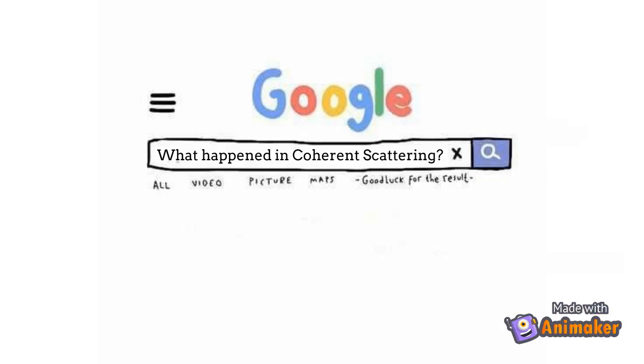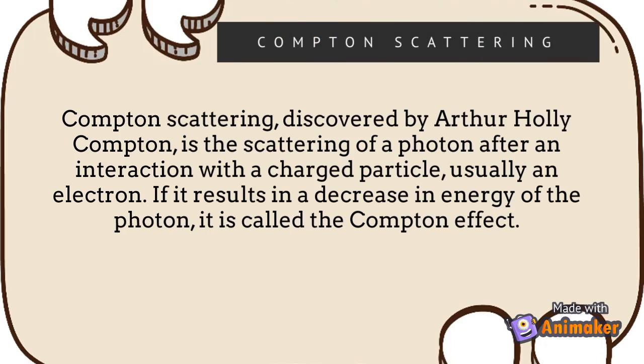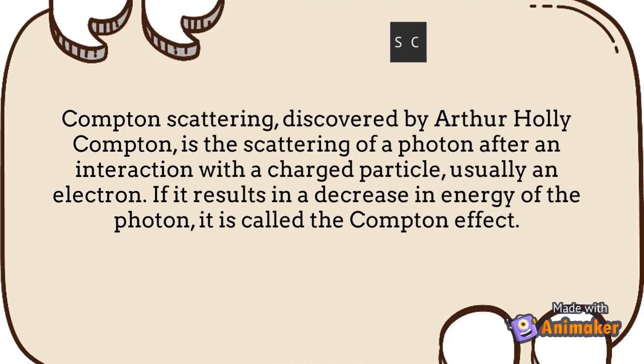What happens in coherent scattering? In coherent scattering, the X-ray travels to the orbital shell and changes direction, which causes scattered radiation. Compton scattering. Compton scattering was discovered by Arthur Holly Compton. It is the scattering of a photon after an interaction with a charged particle, usually an electron. If it results in a decrease in energy of the photon, it is called the Compton effect.